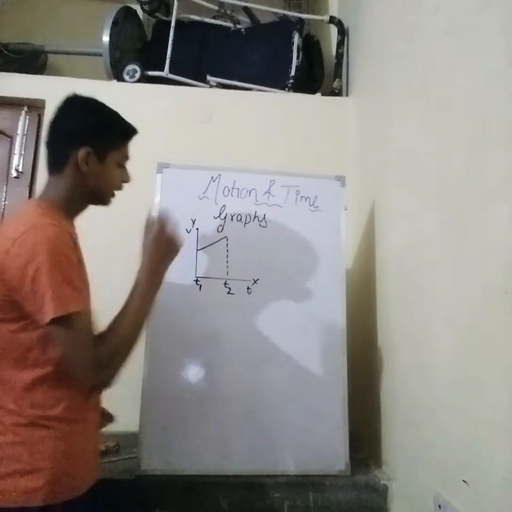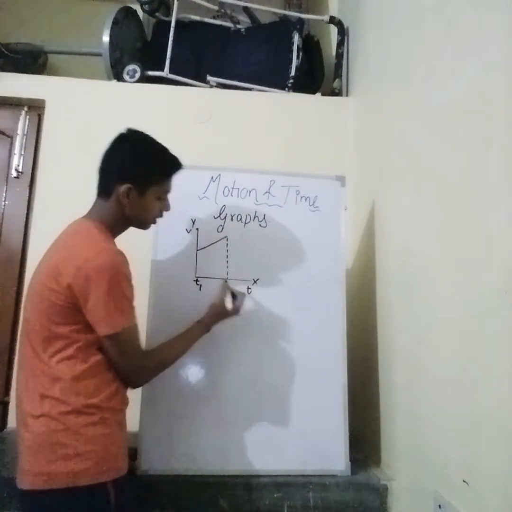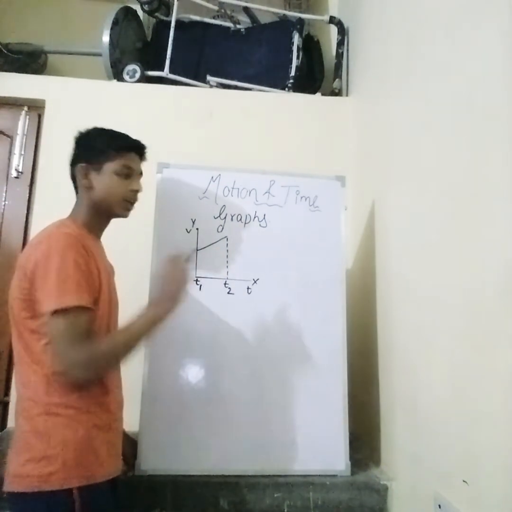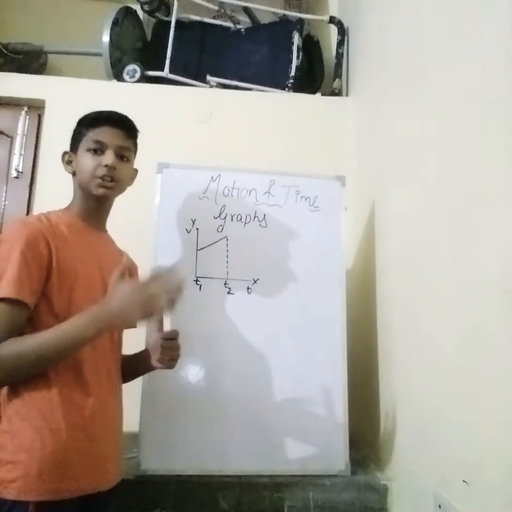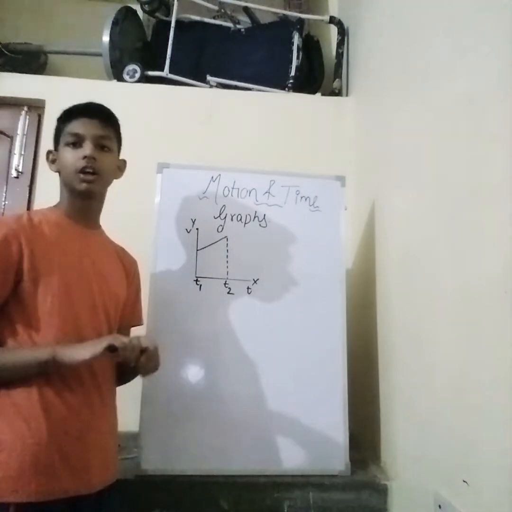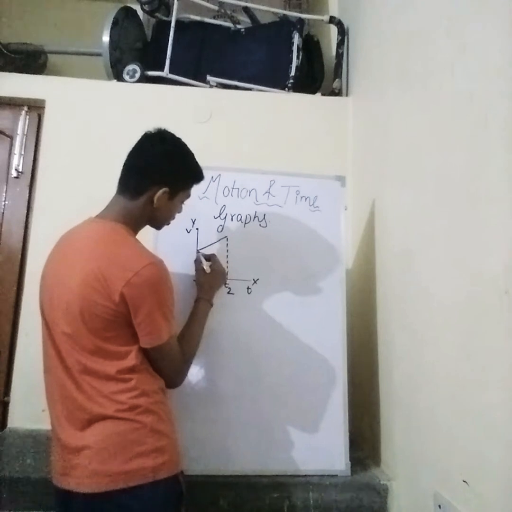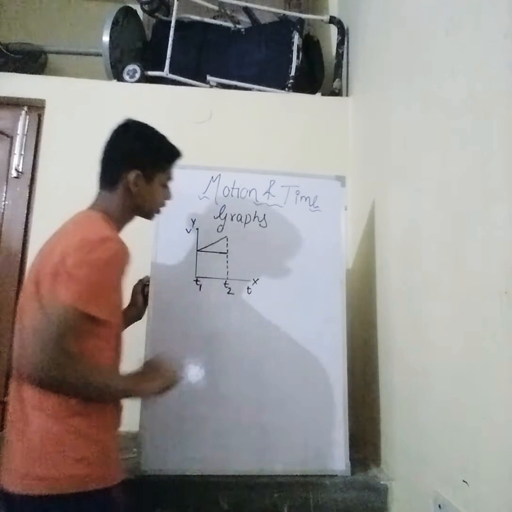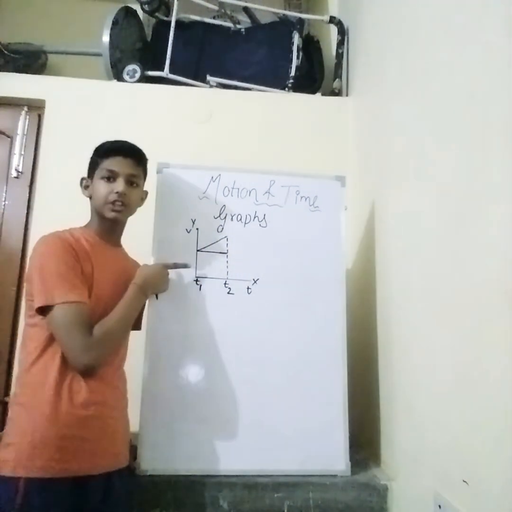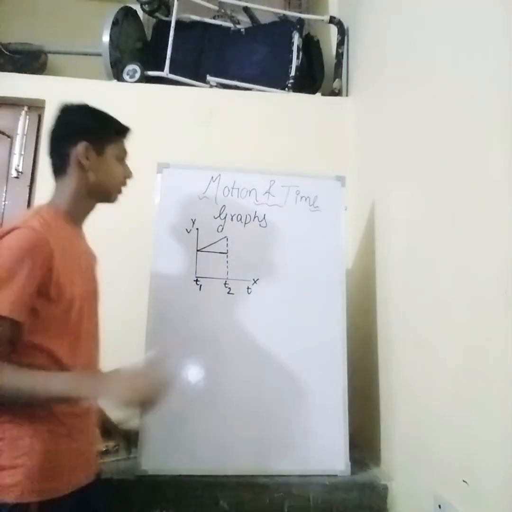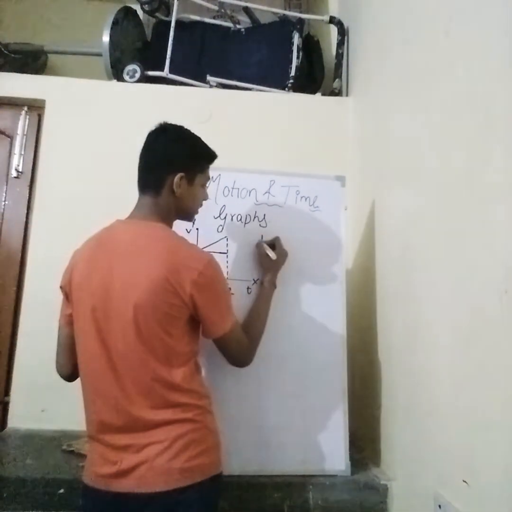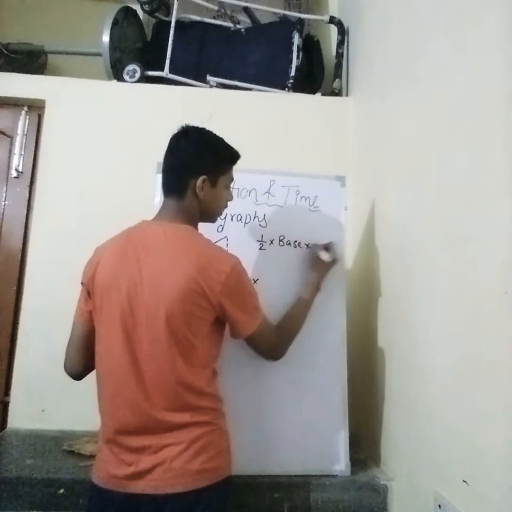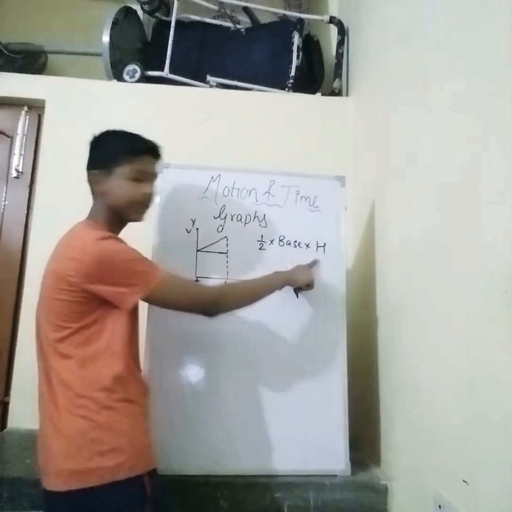Okay, we have to calculate the area under this graph, the area under the velocity-time graph, to derive the magnitude of displacement or the direction of displacement. So we are dividing this graph into two polygons. The first one is a rectangle, and the second one is a triangle. The triangle's area will be 1 by 2 into base into height. H is for height, okay?